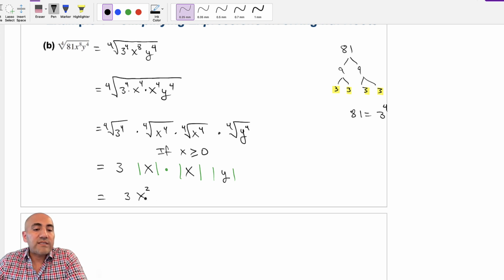So if x was negative, squaring it would make it positive. So I'd still get the same answer as this. Now the y does have to stay inside its absolute value because I don't know what y is, and I know that this process is going to make it positive.